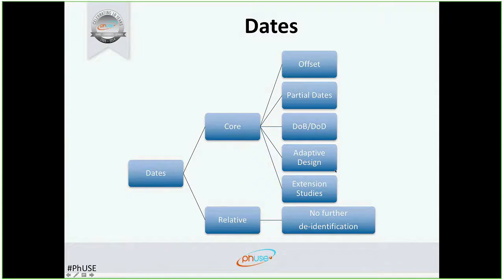The case of adaptive design, where a patient enters a study into a new arm later on, also needs to be looked at. Extension studies can create problems as well between the main and the extension part when doing offsetting. So we're also discussing date offsetting in more detail across specific cases.